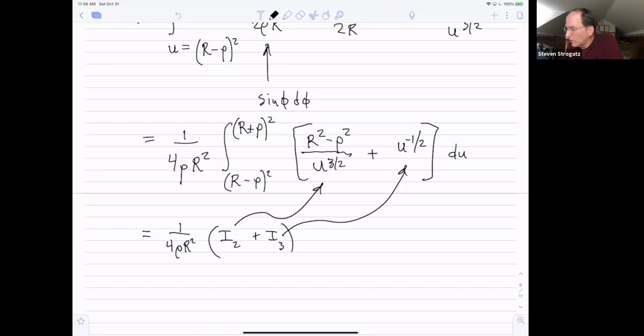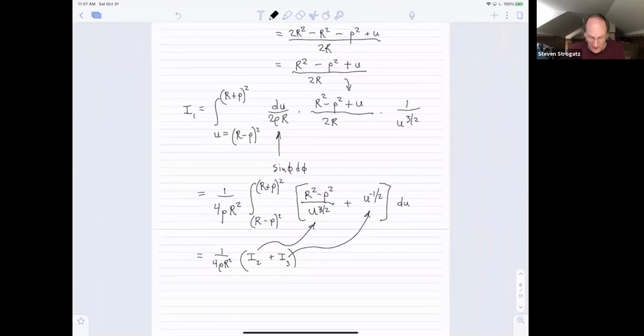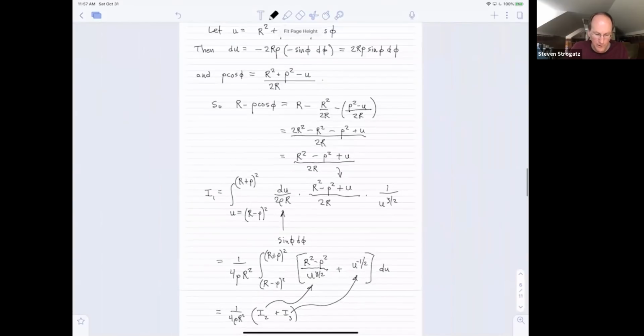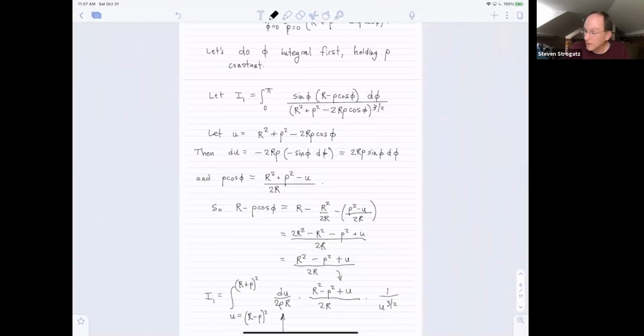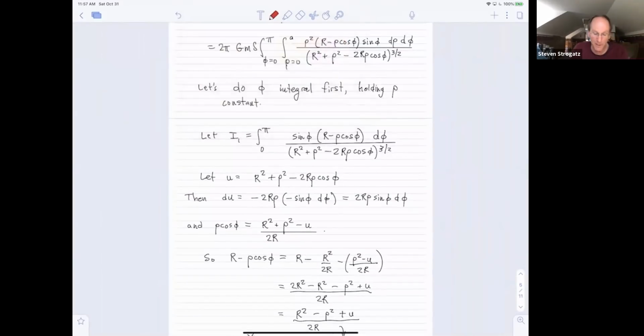Okay, so can I give you a little foreshadowing of something? I mean, actually, maybe I should have done this earlier. We're going to get some fantastic cancellations. I already mentioned that. But just to foreshadow how this is all going to turn out, it's going to turn out that this I1, which is the thing we're laboring over, remember that this is supposed to be my spherical shell integral, this is going to turn out to equal 2 over r squared, period, independent of rho.